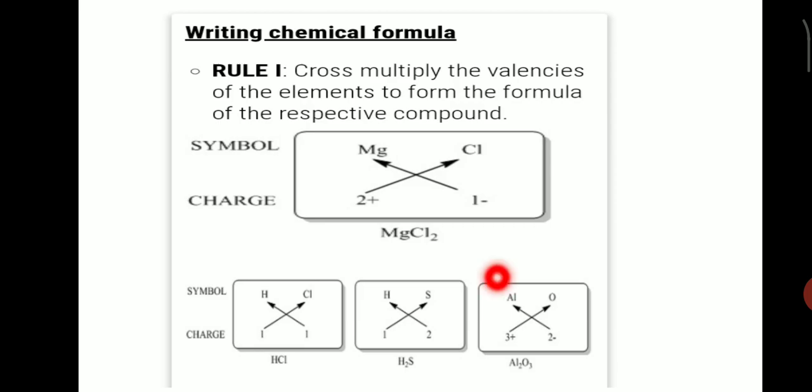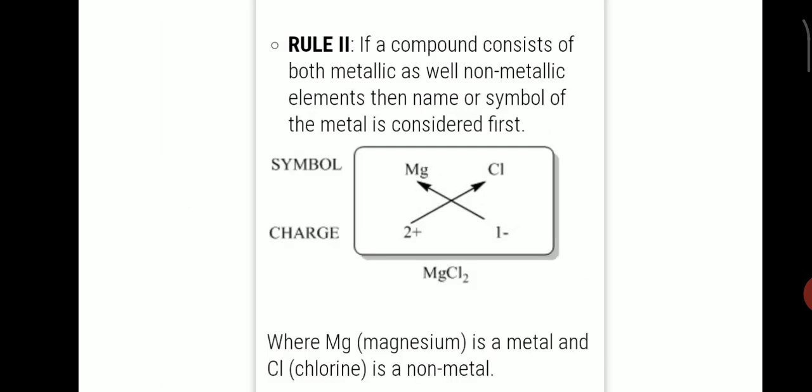So aluminium gets the valency of oxygen. Oxygen valency is 2, so aluminium is Al2. Oxygen gets the valency of aluminium. Aluminium has the valency 3, so oxygen gets O3. So the formula is Al2O3.